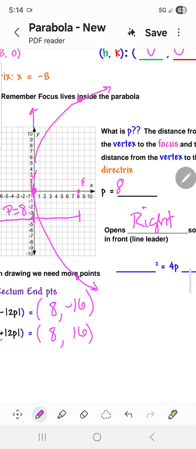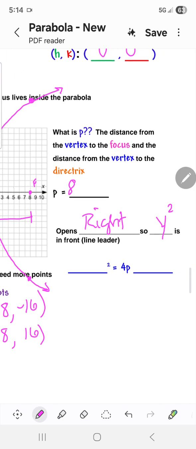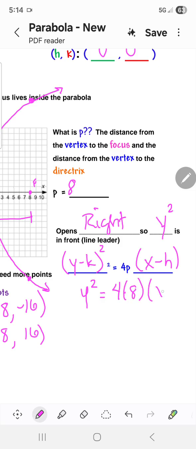So I've got everything on my graph, and I can actually come up with the equation for this. Remember, we said that y was the line leader. So it's y minus k, quantity squared, equals 4p times x minus h. H and k are 0. So really I've got y squared equals 4 times, well, p was 8, and I have x because I didn't have an h, right? That was a 0. So 4 times 8 just gives you 32. So I have y squared equals 32x, and that's the equation of this parabola.